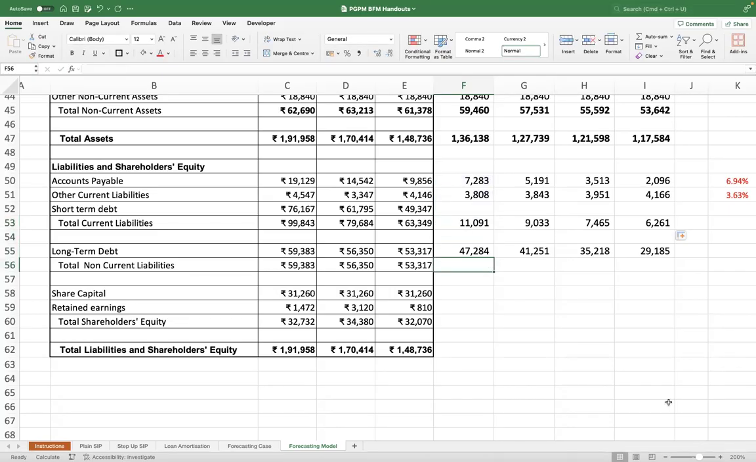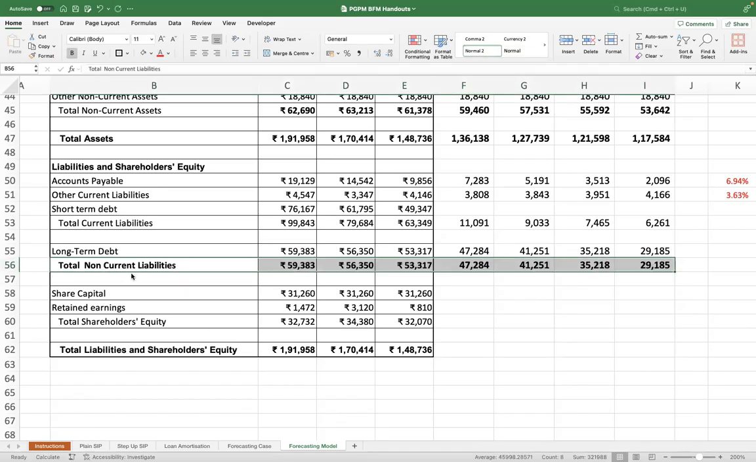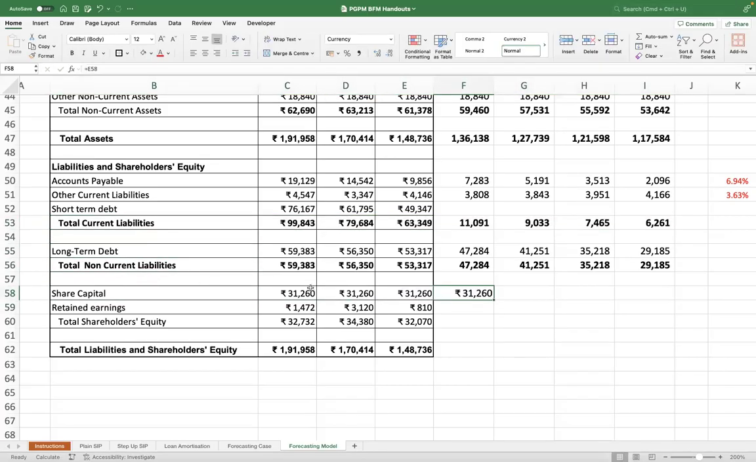Long-term debt is done. So total non-current liabilities is nothing but this number. You don't have to do anything here. Just bold it. This is your total non-current liabilities. This is your total current liabilities. Share capital is not going to change. So this is going to remain the same. For share capital they have not mentioned anything, no? So share capital remains the same.